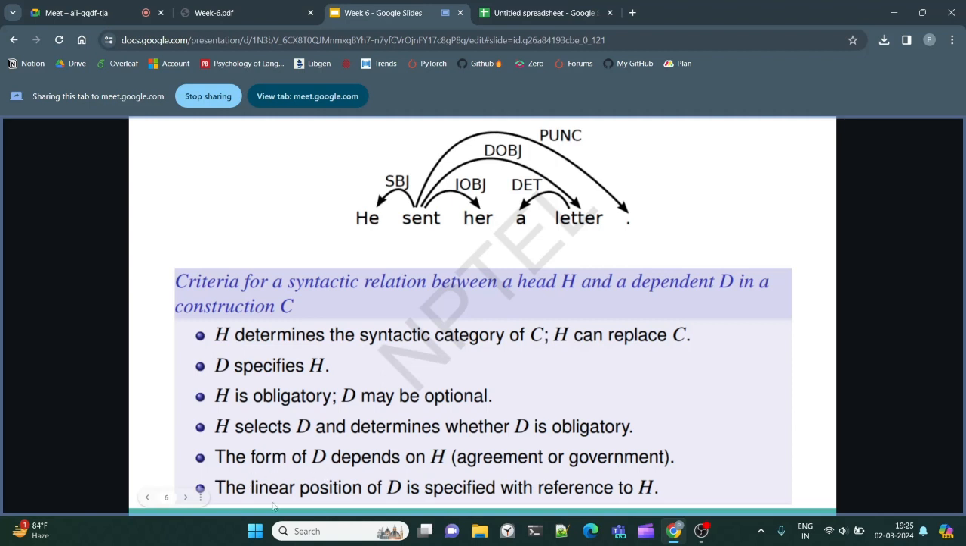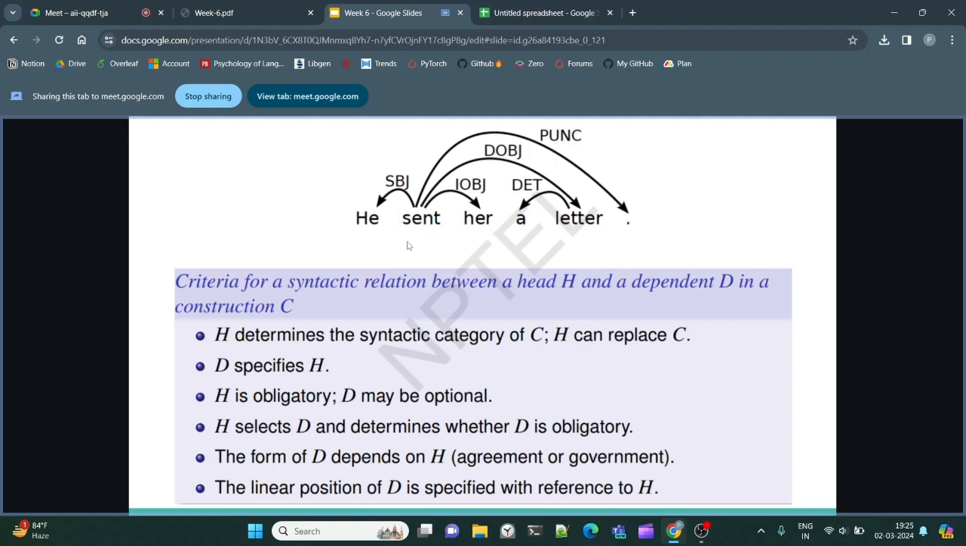The last one is the linear position of D is specified with reference to H. Here this is again a construction. If we see the word "sent", it is the verb. Its dependents would be the subject, that is "he". So "he" is a dependent, and "sent" is the head. Again, let's take "her" itself. "Her" is the indirect object.